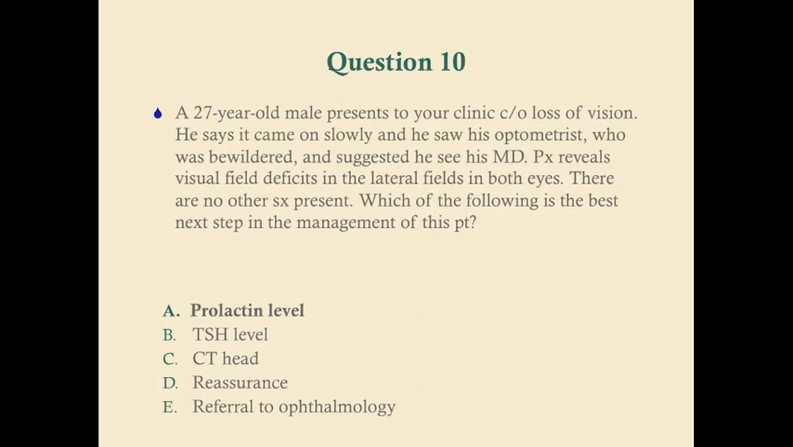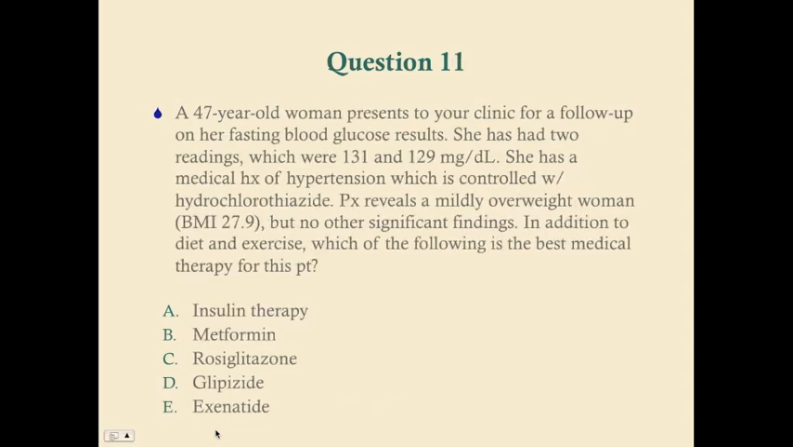A TSH level is not correct because that's for thyroid problems. A CT of the head, eventually, yes, we will get that, but a prolactin level is what we want first. CTs are more expensive, and they expose the patient to radiation. So we want to have a prolactin level first. Prolactinomas in men tend to be macroadenomas, and so they're very likely to cause these bitemporal hemianopsias. Reassurance, no, because we want to see if he's got a prolactinoma, and referral on the USMLE is never the right answer.